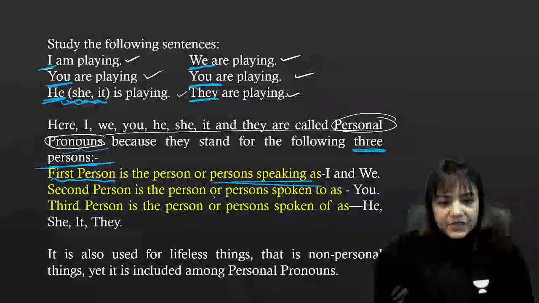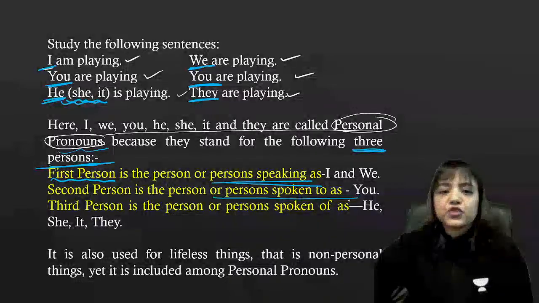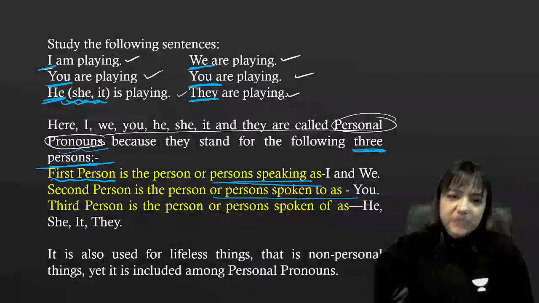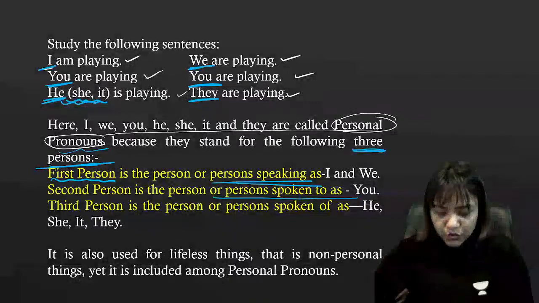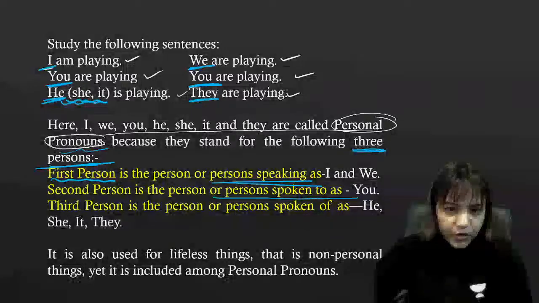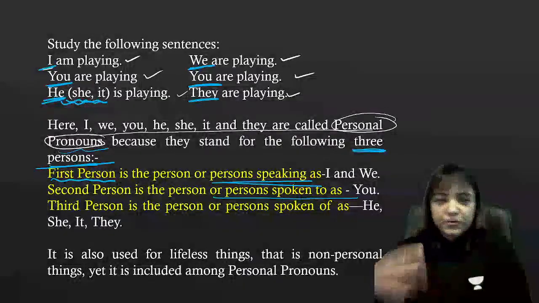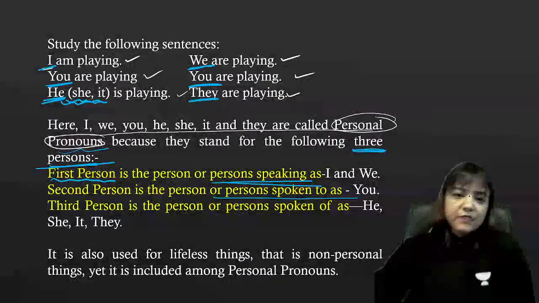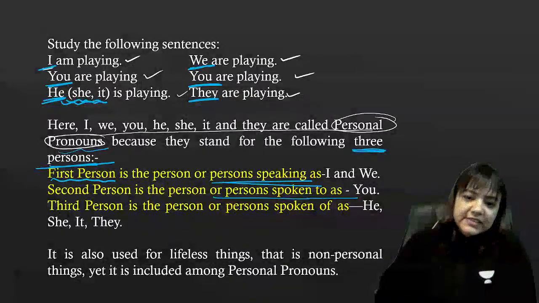Second person is the person or persons spoken to, okay? Second person is the one we are talking to. Here I am talking to you, okay? Even if I am just talking to Shifa, I will still say you. Even if I'm talking to Shifa and Rahi, I will still say you. If I'm talking to all of you, still I'll say you, okay?